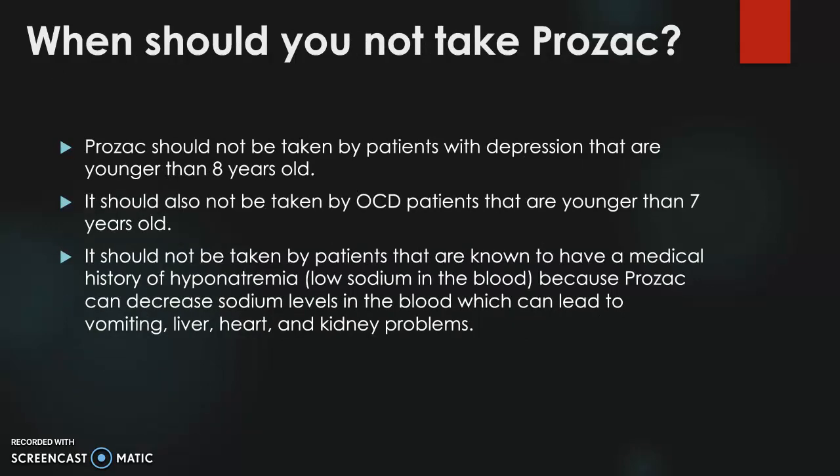When should you not take Prozac? Prozac should not be taken by patients with depression that are younger than 8 years old. It should also not be taken by OCD patients that are younger than 7 years old. It should not be taken by patients that are known to have medical histories of hyponatremia because Prozac can decrease sodium levels in the blood, which can lead to vomiting, liver, heart, and kidney problems.